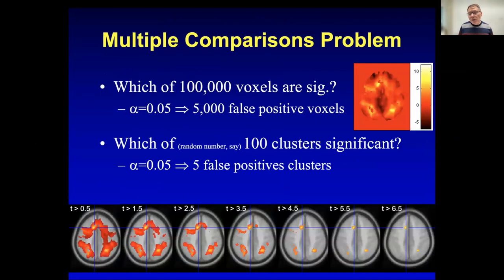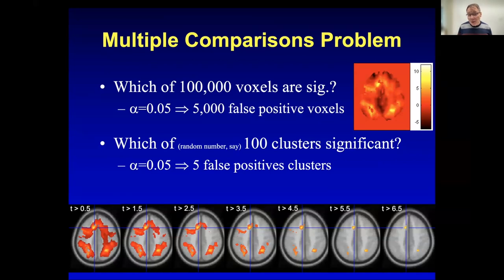However, we are in the setting where we don't just do one hypothesis test, we do thousands of them. In particular, if you have 100,000 hypothesis tests and you use the usual 0.05 p-value threshold, on average you're going to get 5,000 false positives.